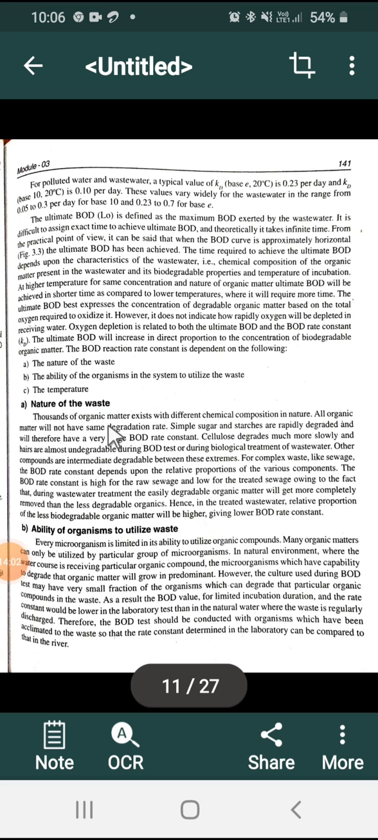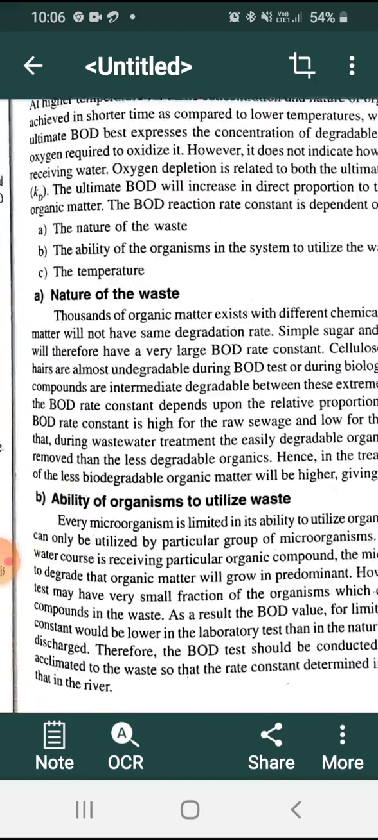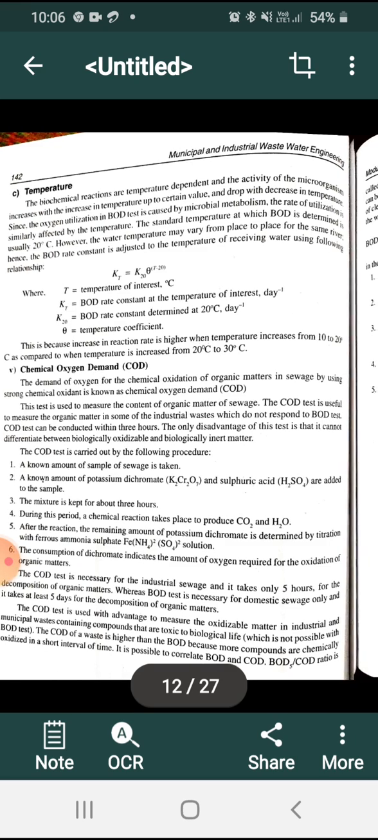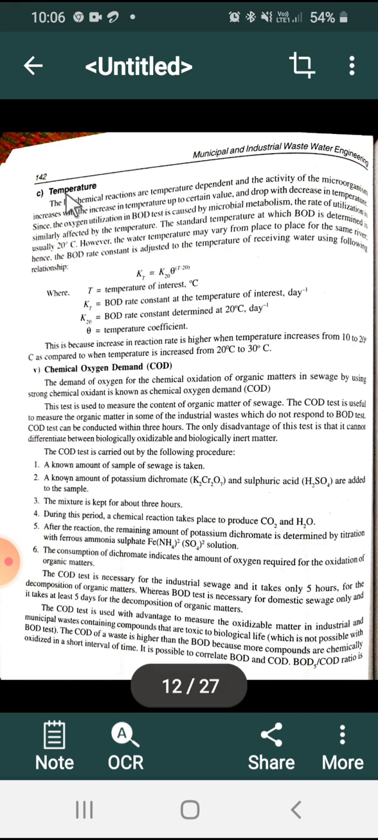And again, this is the nature of waste, and this is the ability of organisms to utilize the waste. This is concerned with temperature. If you change the temperature, the BOD will also change. We maintain 20 degrees to determine the BOD, but if you change the temperature, then the BOD is going to change. This is 20 degrees; if I want 30 degrees, there is another technique.